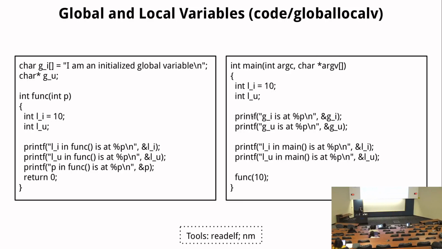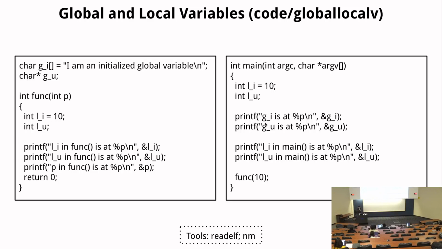Then we have 4 function calls to a C library function printf, then another function called func. We have 2 global variables, gi and a string in this case, and we also have another global variable which is a pointer. Then this function func has a parameter p and 2 local variables as well.